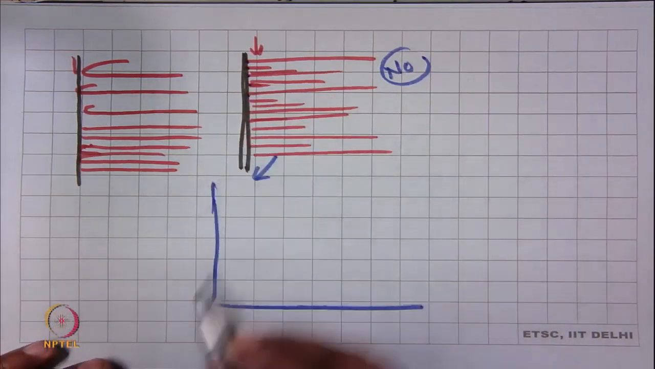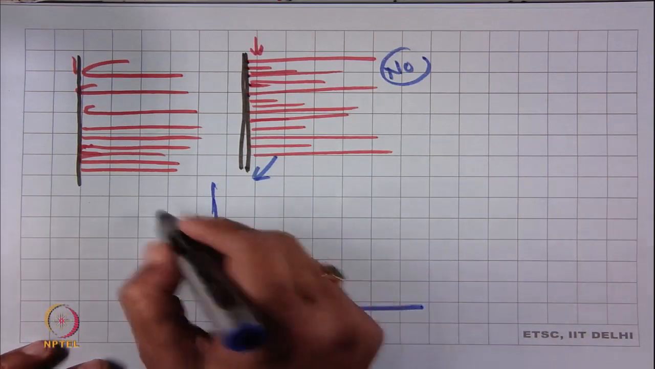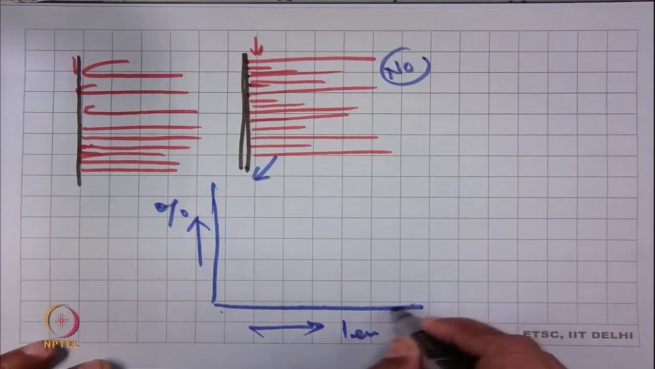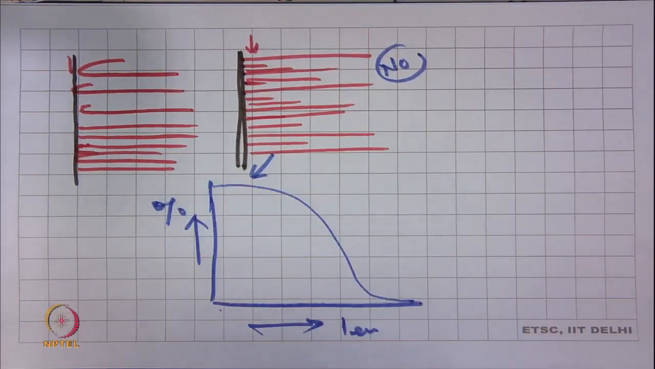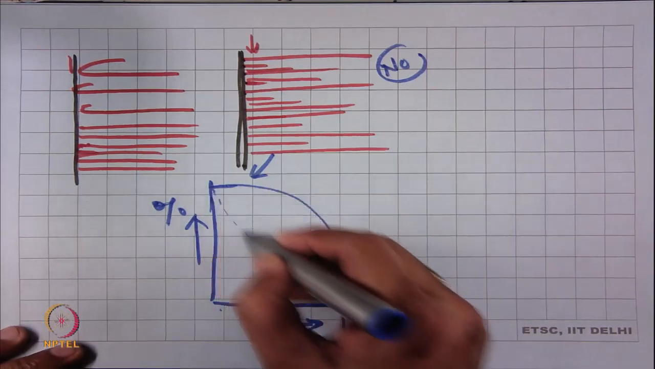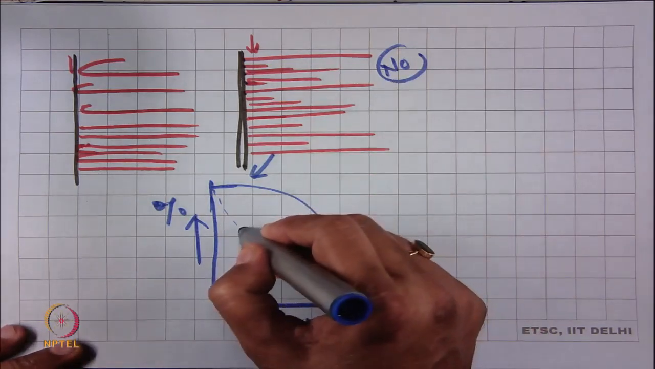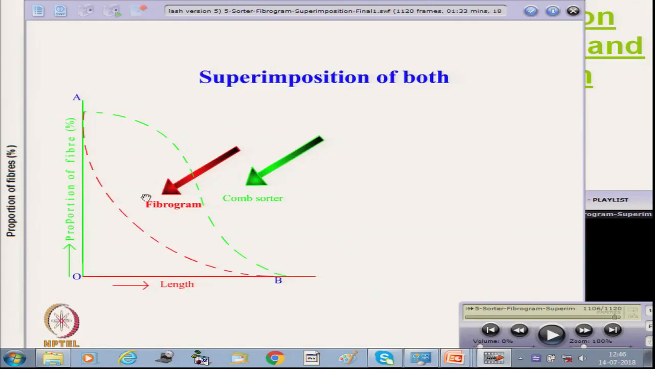In that case, we will get the fibrogram. So, this is the proportion and here it is the length. We will get a fibrogram like this, exactly the same as the shorter diagram, but we get the fibrogram in this fashion. This is mainly due to the two assumptions. One is the length biasness, another is the folding of the fibers. So, the difference here is due to the two assumptions. Otherwise, ideally it should match.